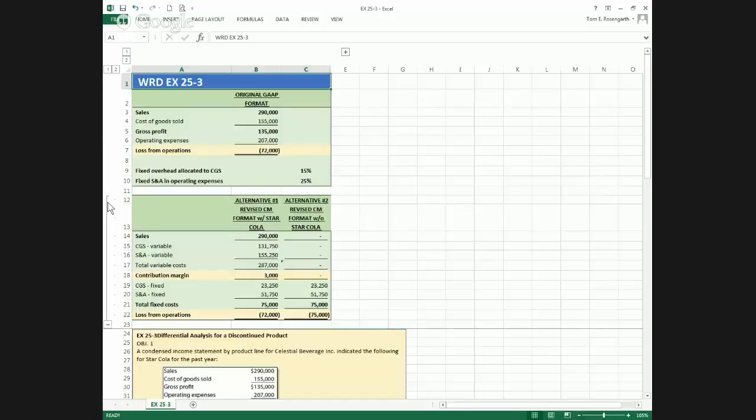And there you have the restructured financial statements. Let's review them. As you can see, the contribution format shows all variable costs are deducted from sales to arrive at a contribution margin, and then fixed costs are deducted from contribution margin to get at the gain or loss from operations. Let's see how that will work.